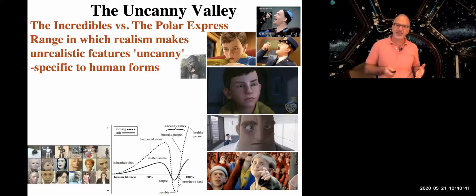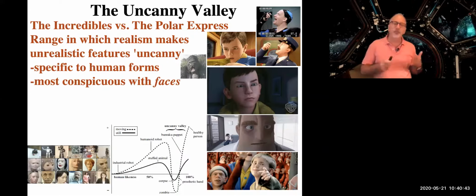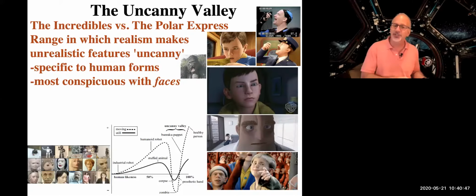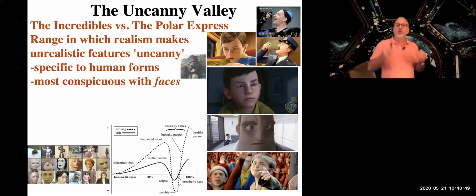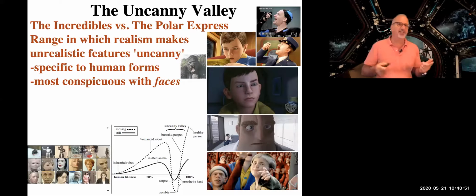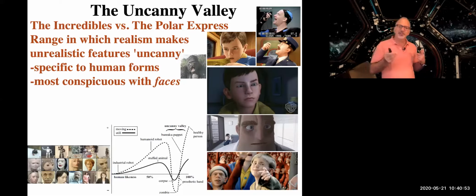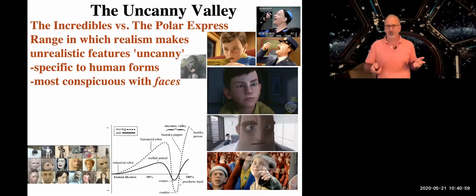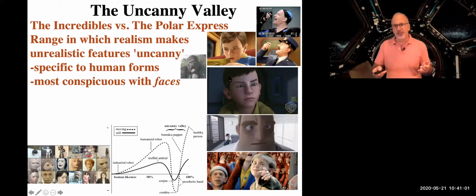It seems to be specific to human forms, and importantly for our concerns, it seems to be most conspicuous with faces. We seem, as an audience, as a perceiver, most sensitive to distortions in faces more than anything else, right? So you could imagine if these faces were okay, we would accept the bodies as realistic enough.